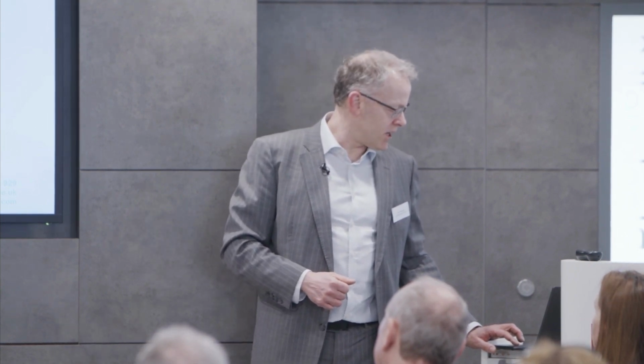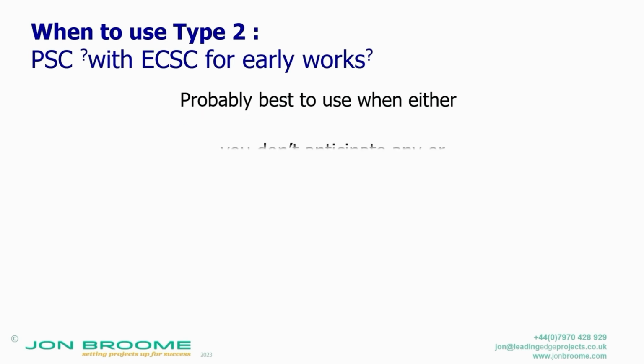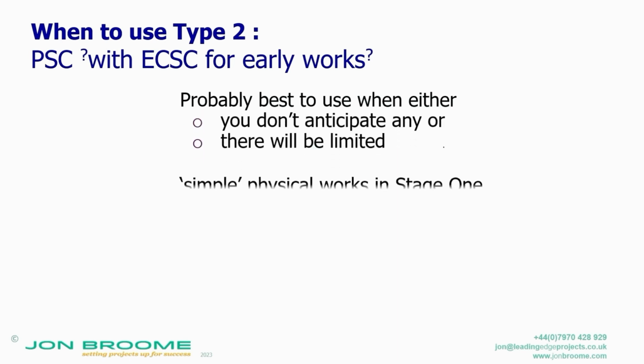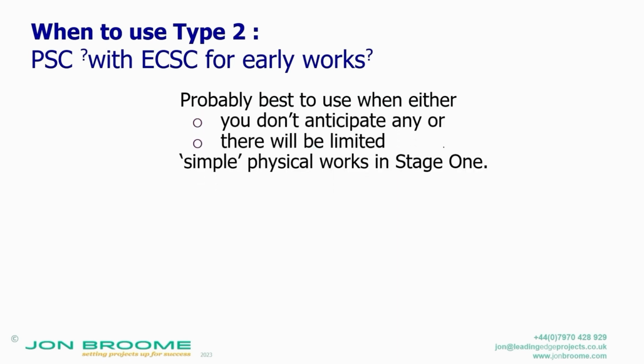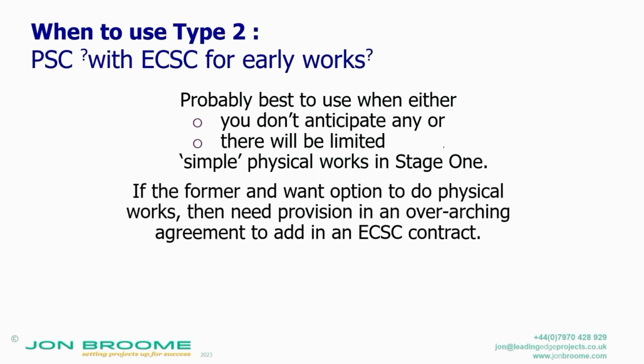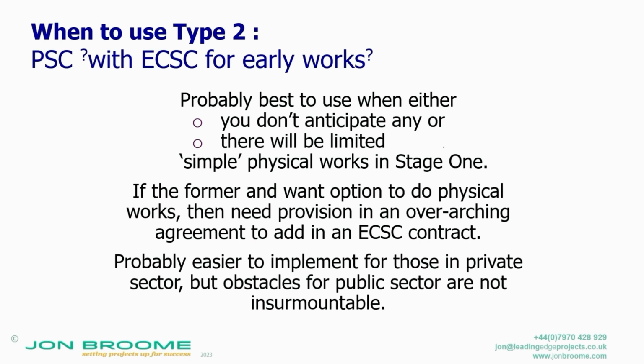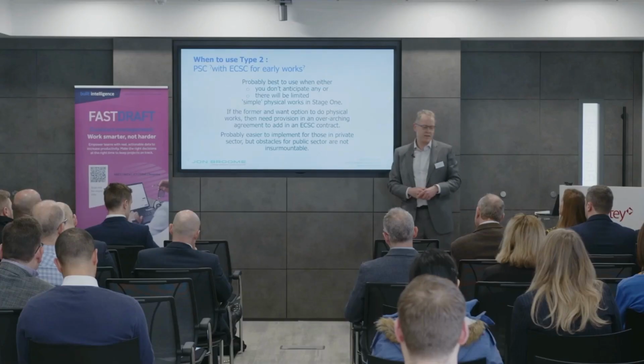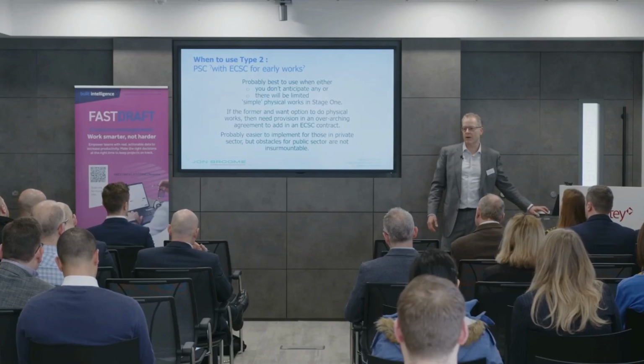So when to use type 2? Probably best to use when either you don't anticipate any physical works, and therefore you don't need a short contract, or there will be limited simple physical works in stage 1. And if it's the former, then you need that provision for the overarching agreement, and as I said, probably easier to implement in the private sector than in the public sector, but not insurmountable.